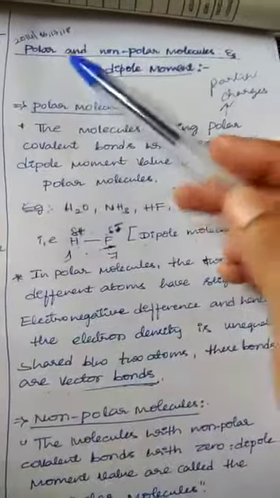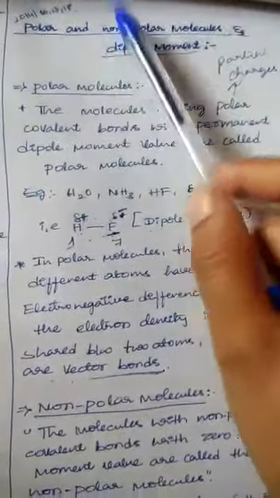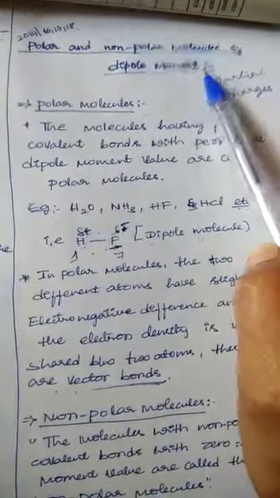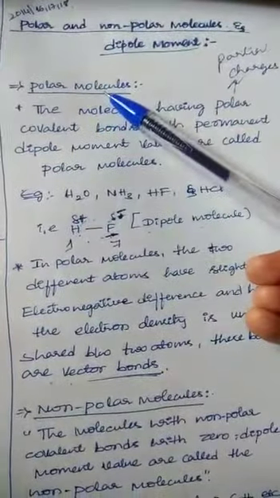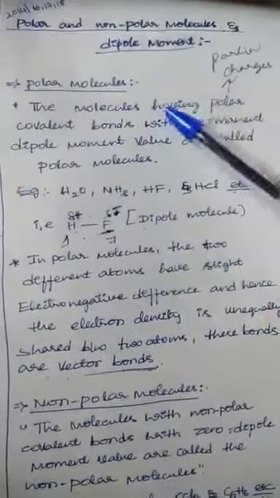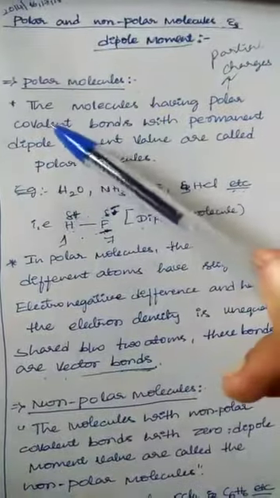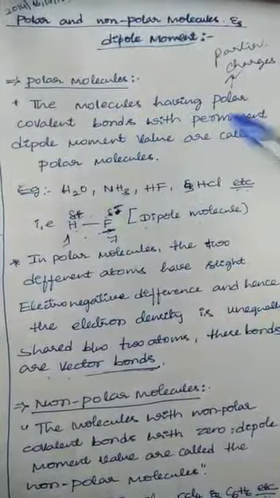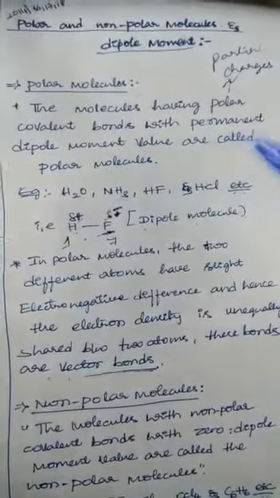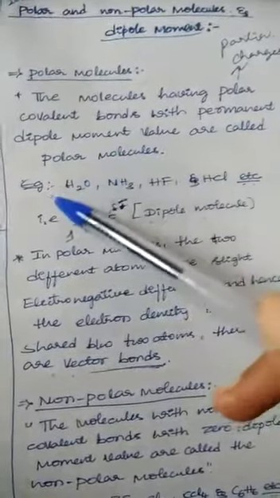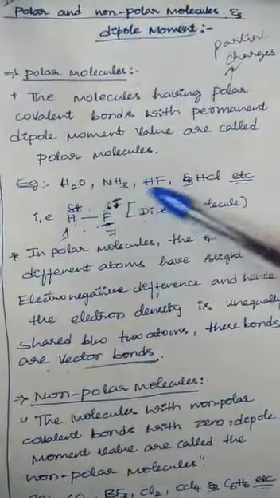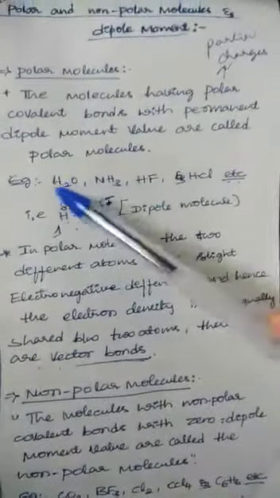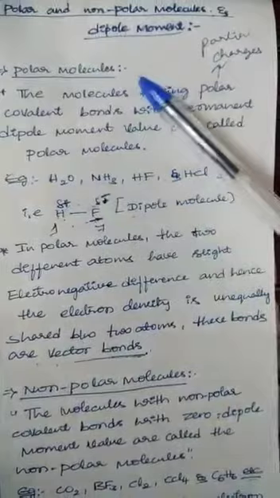Hi students, today I am going to explain one of the important concepts in your chemical bonding chapter: polar and non-polar molecules and dipole moment. Polar molecules refers to molecules having polar covalent bonds with permanent dipole moment value. Examples: water, ammonia, hydrogen fluoride and HCl, etc. These molecules are called polar molecules.